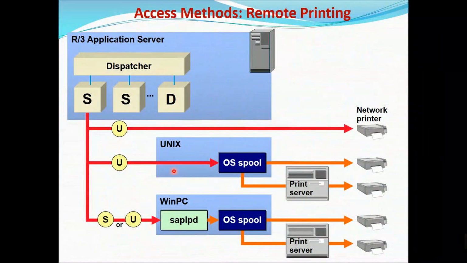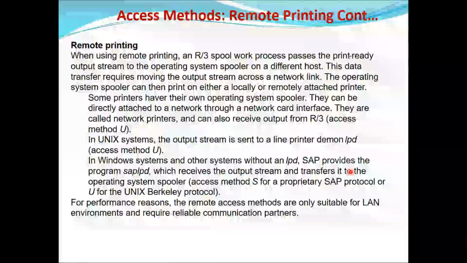Next, this is the remote printing part, how remote printing is being done. As I said, for Unix you can use the U or L method, and for a Windows PC you can use the S method. There is one program which is used while doing this printing, which is SAPLPD. Through that the SAP spool system is working, and then the OS spool comes into play. So this is how printing happens in a remote system. These are the details of it. Again, please pause my video, go through it, and get the detail.